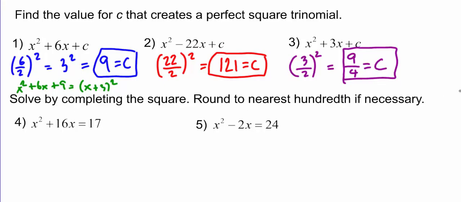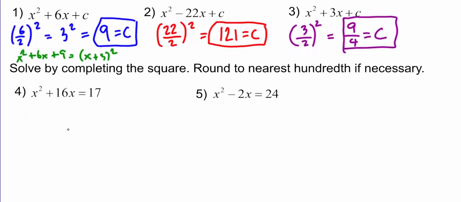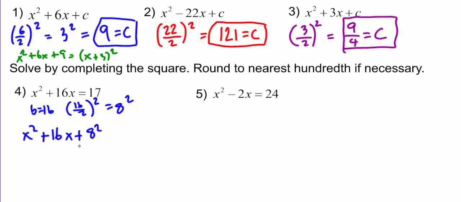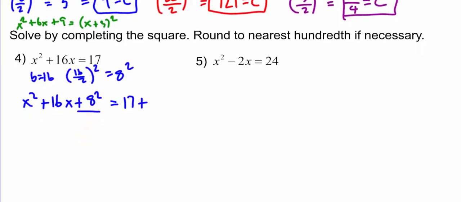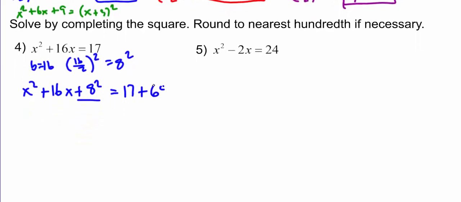All right, so x squared plus 16x equals 17. First thing I'm looking at here is the b value, which is 16. So I know b is equal to 16, and 16 divided by 2 is, of course, 8. So we're going to add 8 squared to both sides. So I'm going to write it this way: x squared plus 16x plus, and I'm going to put 8 squared right here, is equal to 17 plus, and now you guys know what 8 squared is. We can go ahead and change that to 64.